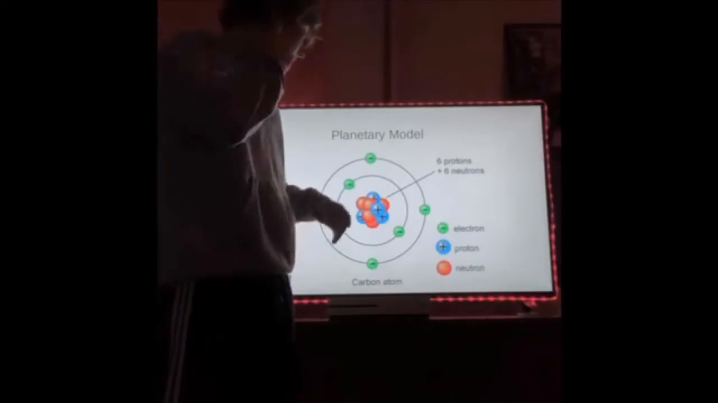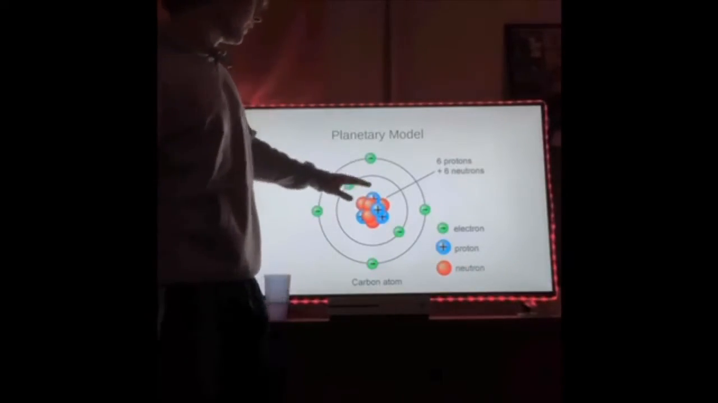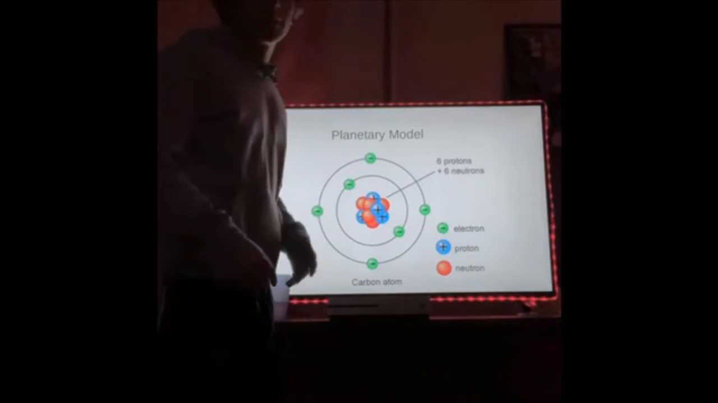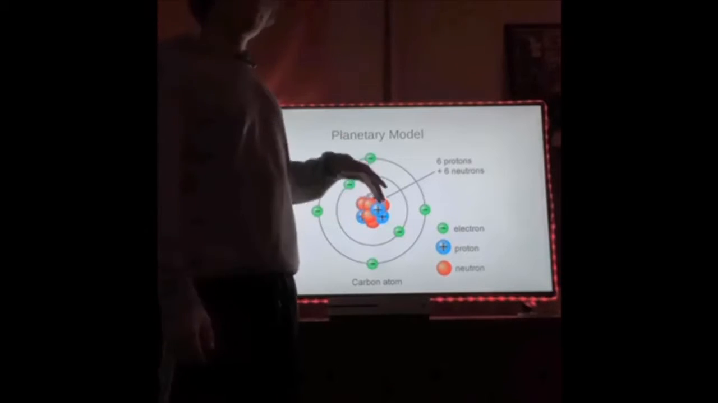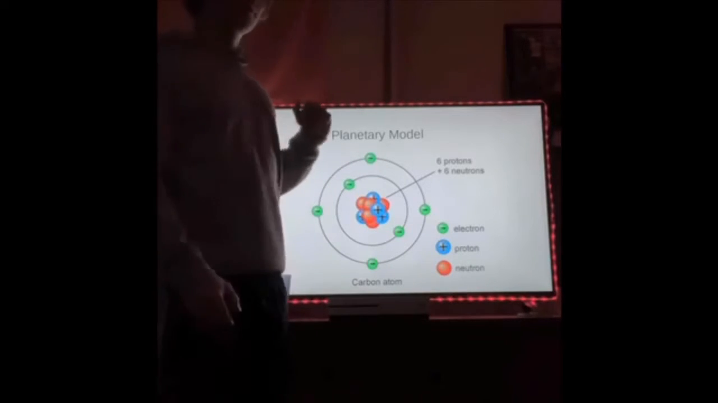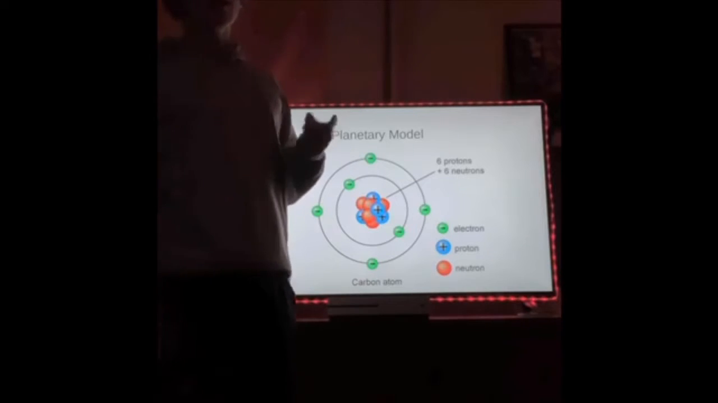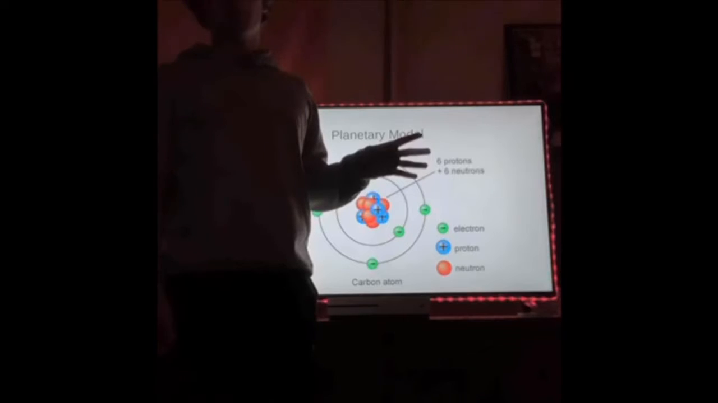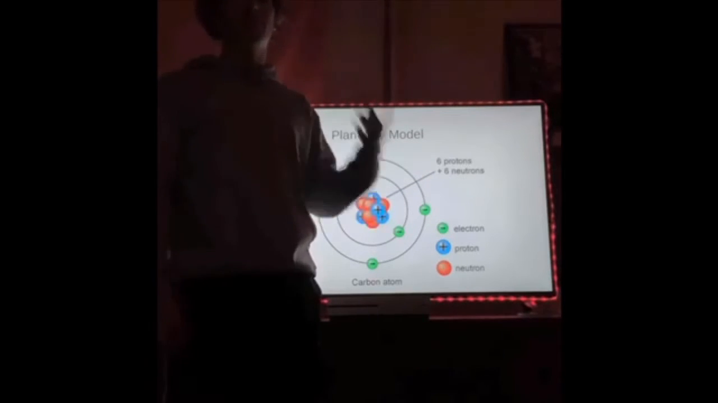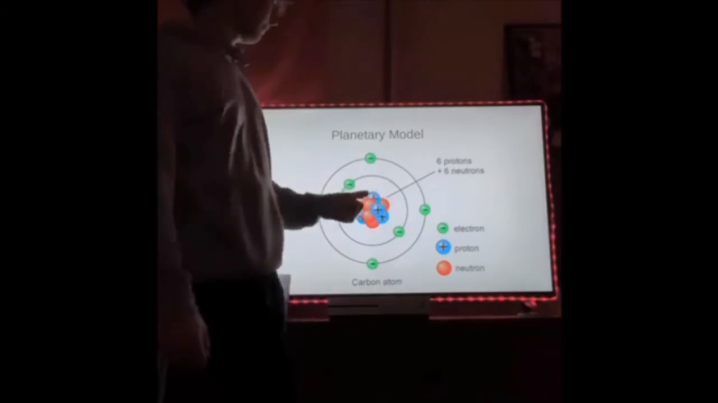Now, in this model, there are rings here. When Bohr made this model, he thought the rings would show the radius of the atom. We now know this is not true. These rings also show the orbitals where the electrons travel. It's worth noting that this model is not accurate, and we only use it to teach younger students so they can get a basic idea of what the atom is like.